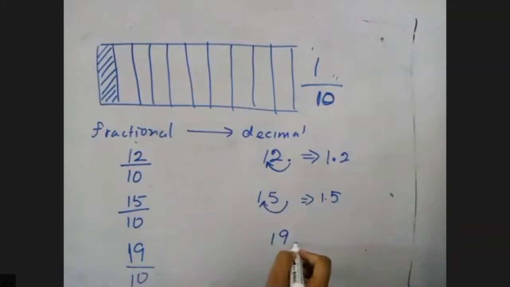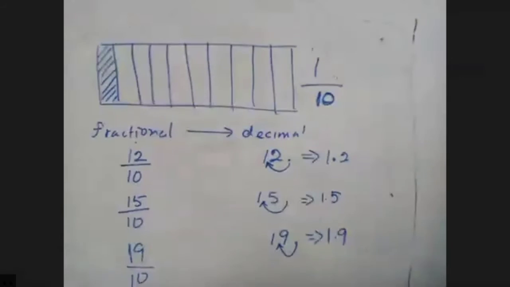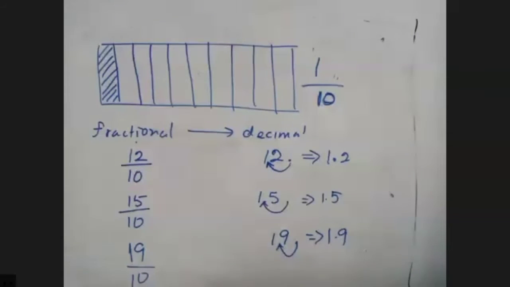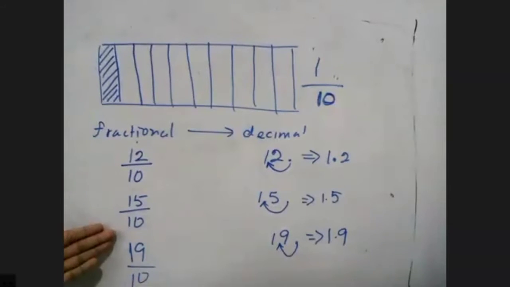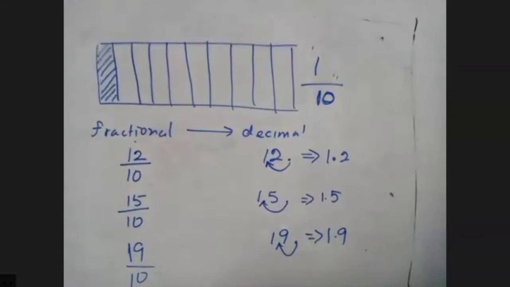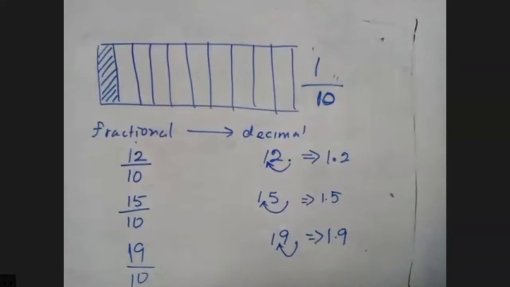Here 19, decimal here, moving one time, 1.9. So when you are given 2-digit numbers or 3-digit numbers or 4-digit numbers, whatever the number of digits, if you are dividing it by whole number 10, if your denominator is 10, you should move your decimal one time to the left-hand side. That's all you have to do.